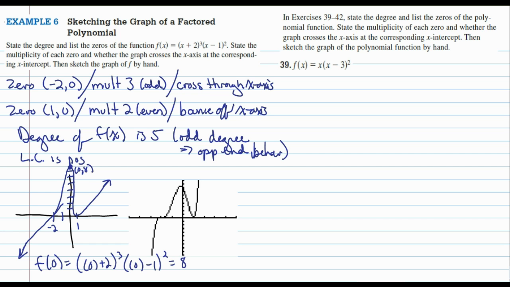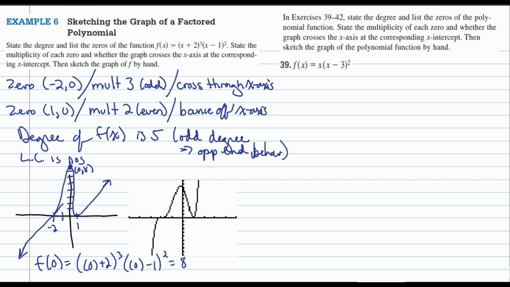The now try problem for example 6 is number 39. State the degree and list the zeros of the polynomial function. State the multiplicity of each zero and whether the graph crosses the x-axis at the corresponding x-intercept. Then sketch the graph. And then of course, check it with your calculator.